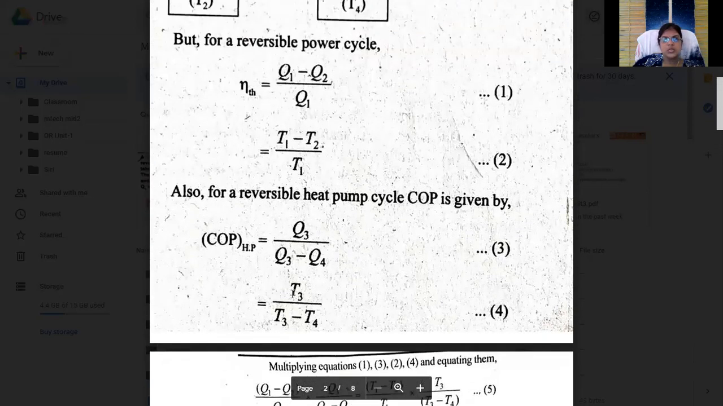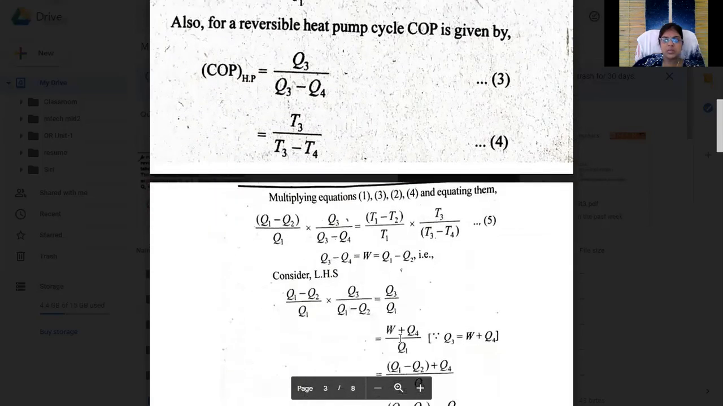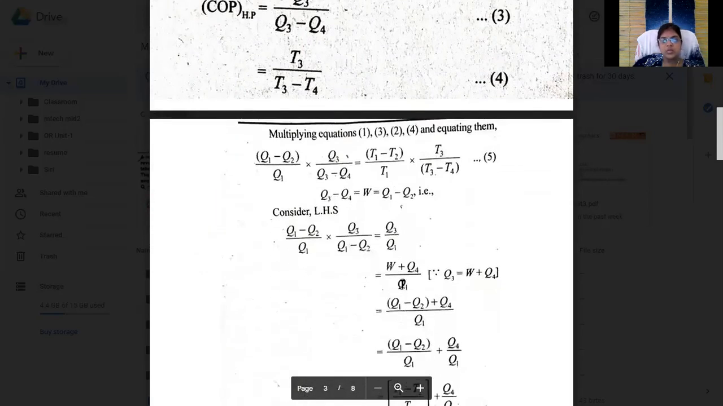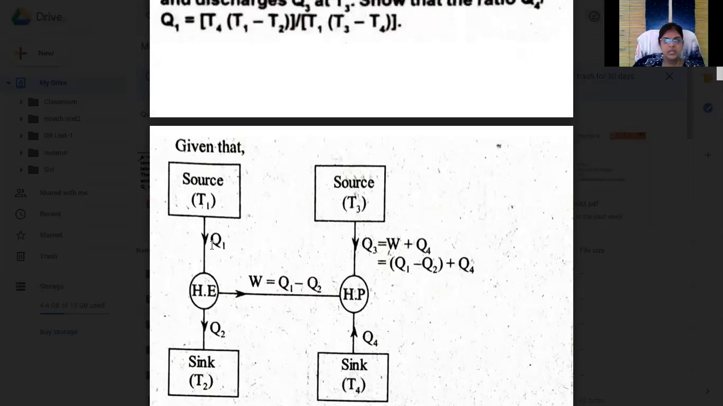Now we multiply equations 1 and 3, and 2 and 4. What is 1? It is Q1 minus Q2 by Q1, which is T1 minus T2 by T1. And next, Q3 by Q3 minus Q4, which is T3 by T3 minus T4. So multiplying, Q1 minus Q2 by Q1 into Q3 by Q3 minus Q4 is equal to T1 minus T2 by T1 into T3 by T3 minus T4. Here Q3 minus Q4 is W, and Q1 minus Q2 is also W. Just observe: for the heat engine, the work done is the difference Q1 minus Q2, and for the heat pump, the work done is the difference Q3 minus Q4.